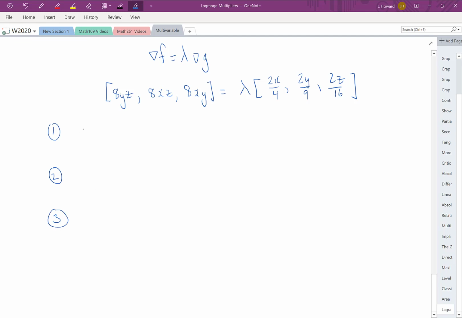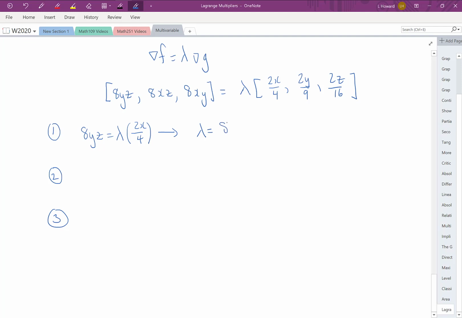So first equation is going to say something like 8yz equals lambda times 2x over 4. So that's just saying the first component of the vectors from each of the sides of this equation must be equal. Okay, and we saw in our previous problem that we're going to be solving for lambda, and down the line we're going to be setting all the lambdas equal to one another. So by solving for lambda in each equation, that's what allows you to let the different equations interact with one another.